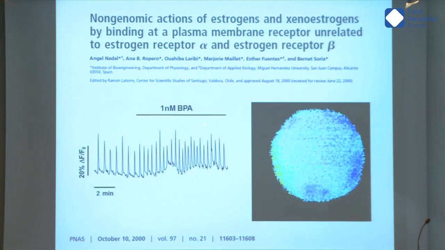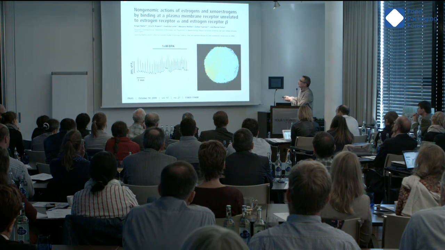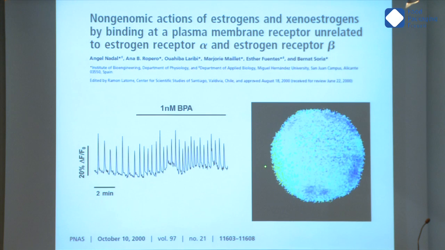So what BPA does very rapidly, in a matter of minutes, is to increase the frequency of the calcium oscillation. Each time that there is a calcium wave here, there is a release of insulin. So the higher the frequency of intracellular calcium spikes, the higher the amount of insulin that is released, and we will go back to that. So BPA at low concentration can produce very rapid effects.